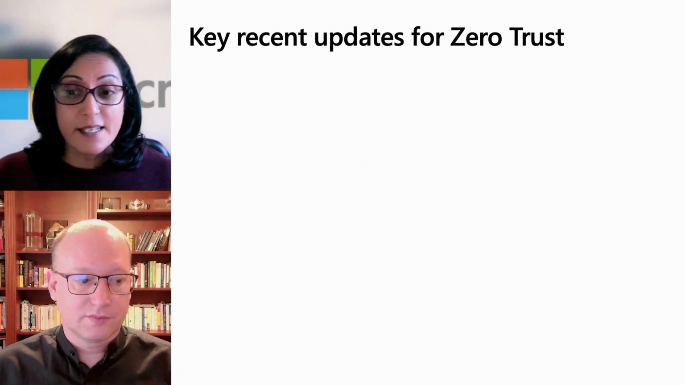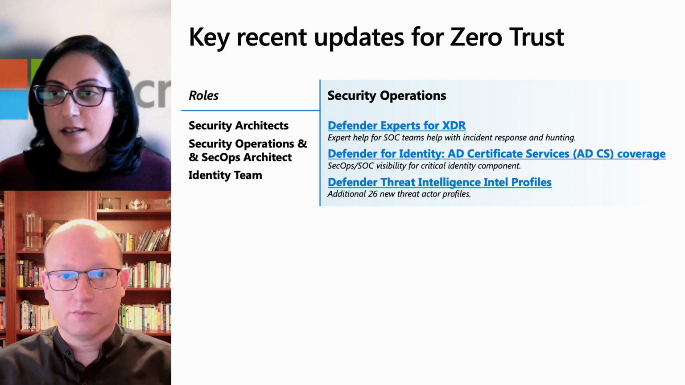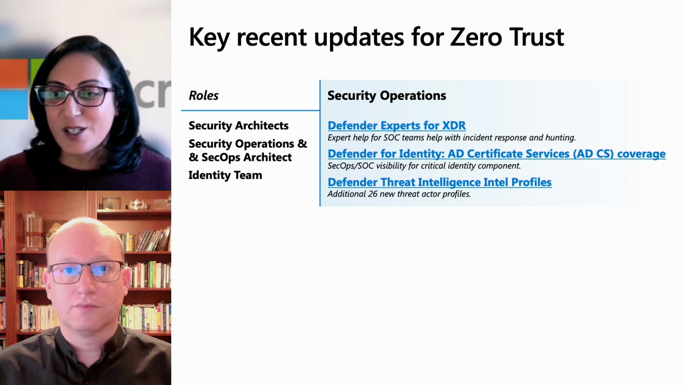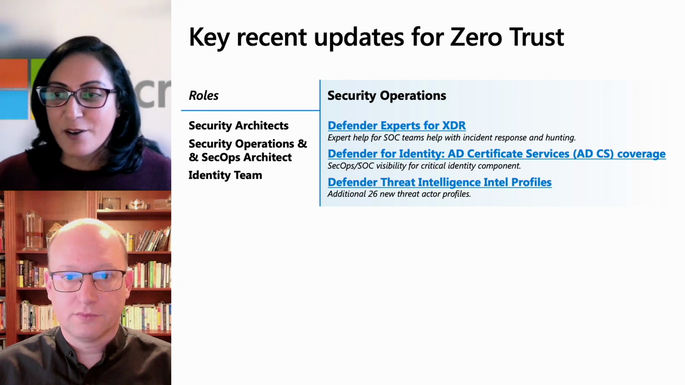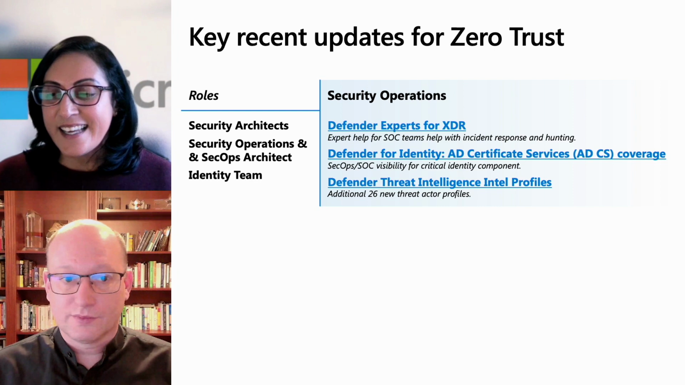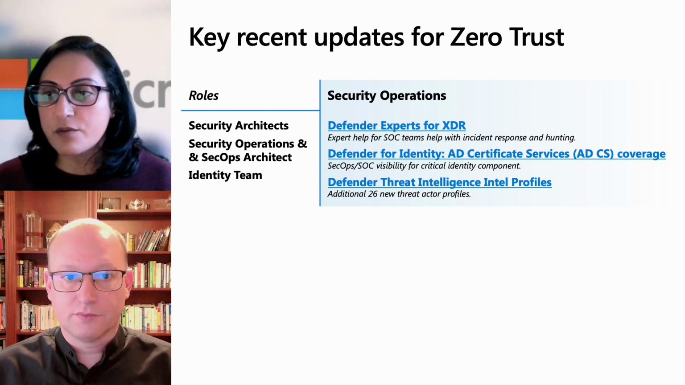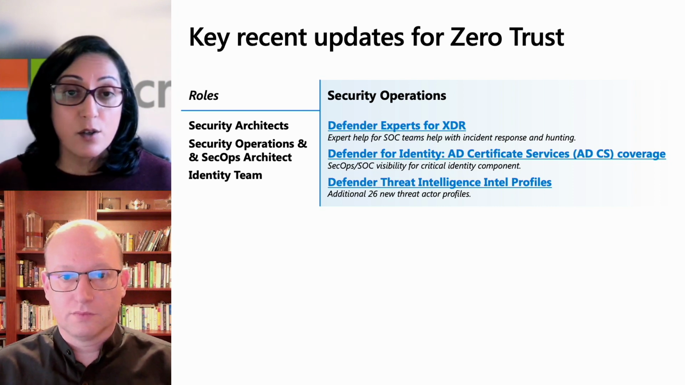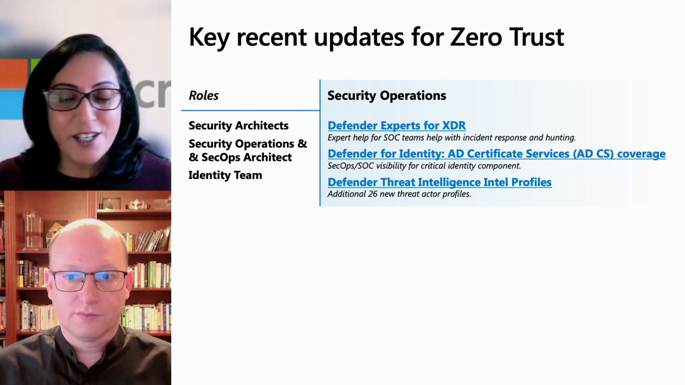So let's talk about our SOC teams. We've been working very diligently on Defender Experts for XDR, which is really to help our SOC teams with incident response and hunting. Also excited to talk about Defender for Identity and the AD Certificate Services coverage. Now you have visibility for your critical identity on-prem as well, so you can bring that in. And then we've also been working very hard on some of our intel profiles. So it's Defender Threat Intelligence. We've added 26 new threat actor profiles, so it's really providing a more proactive step in helping you secure your operations.